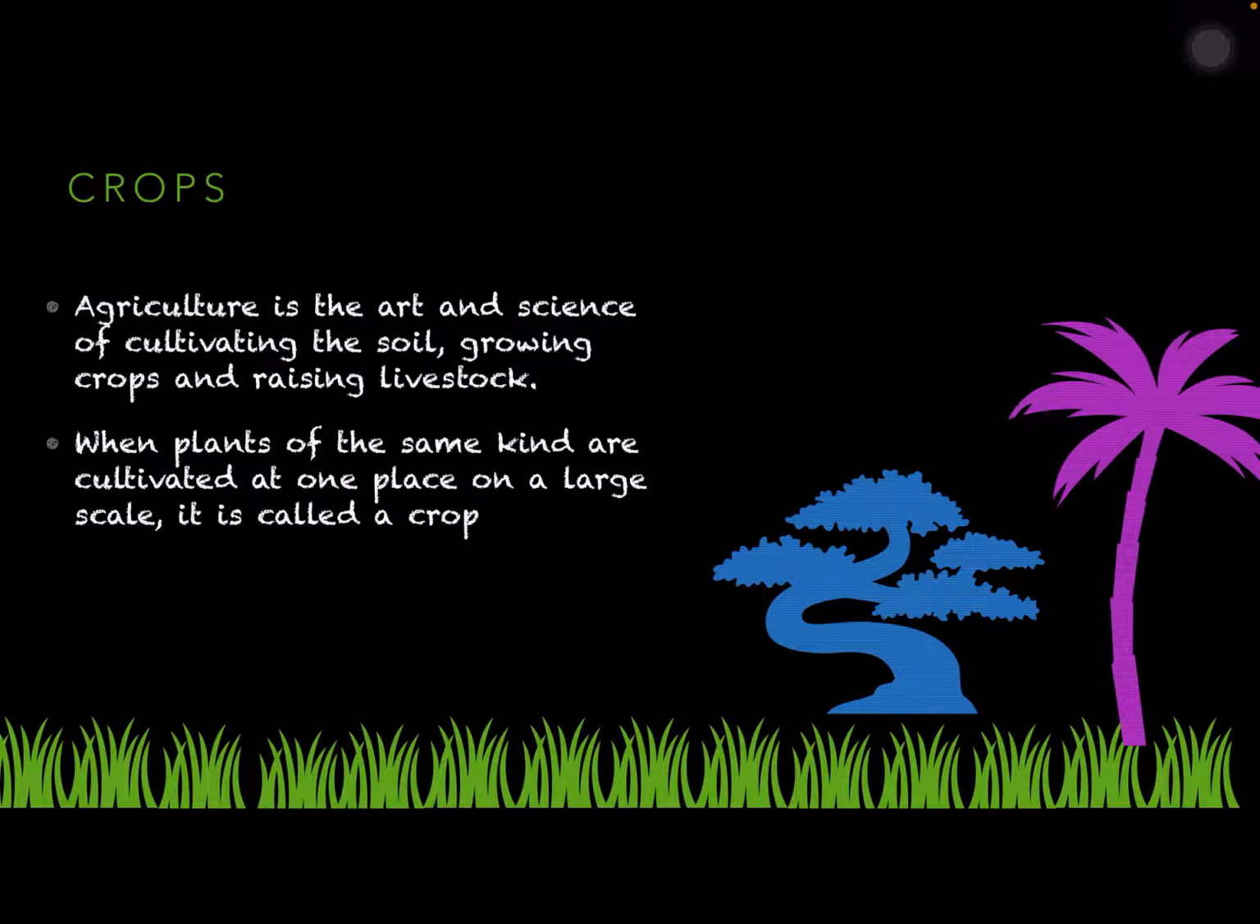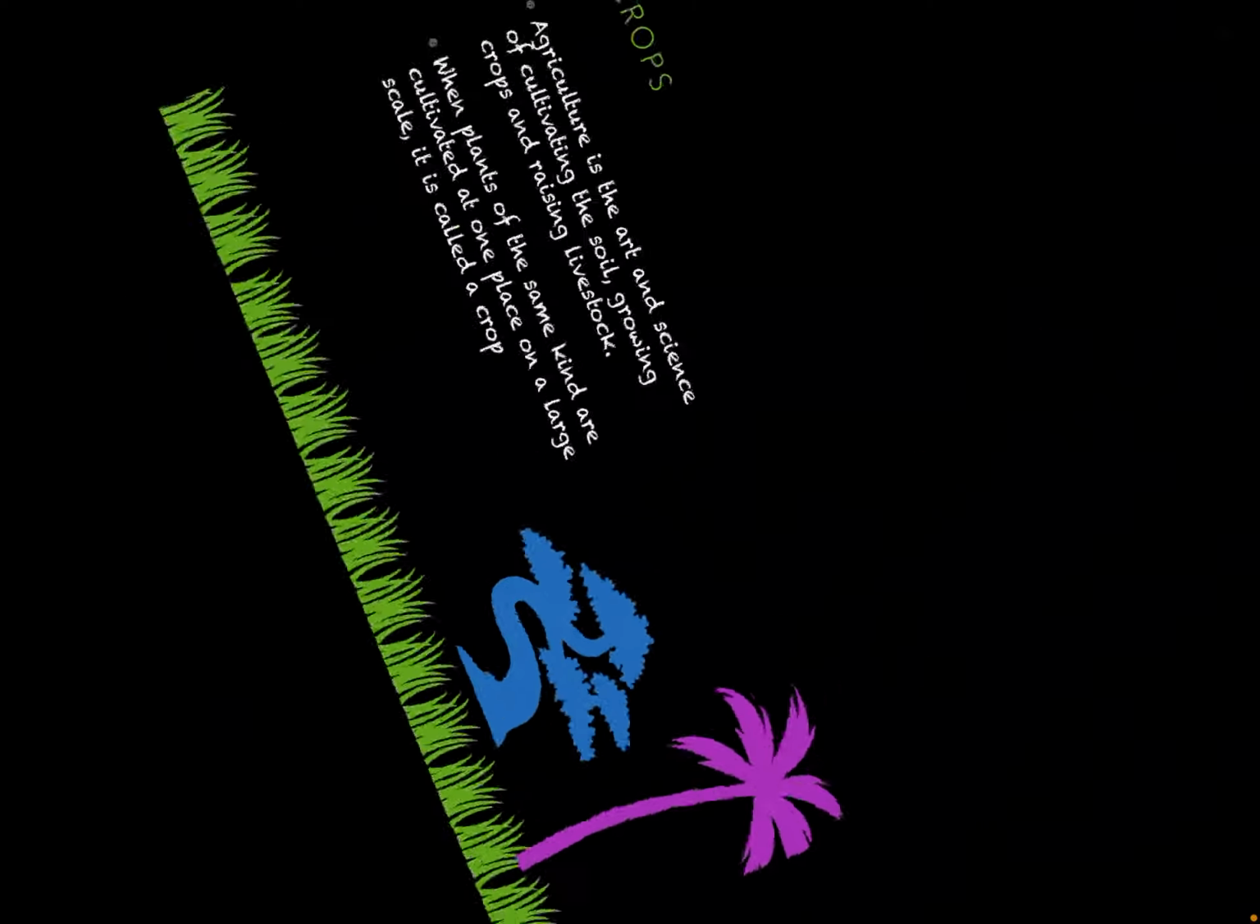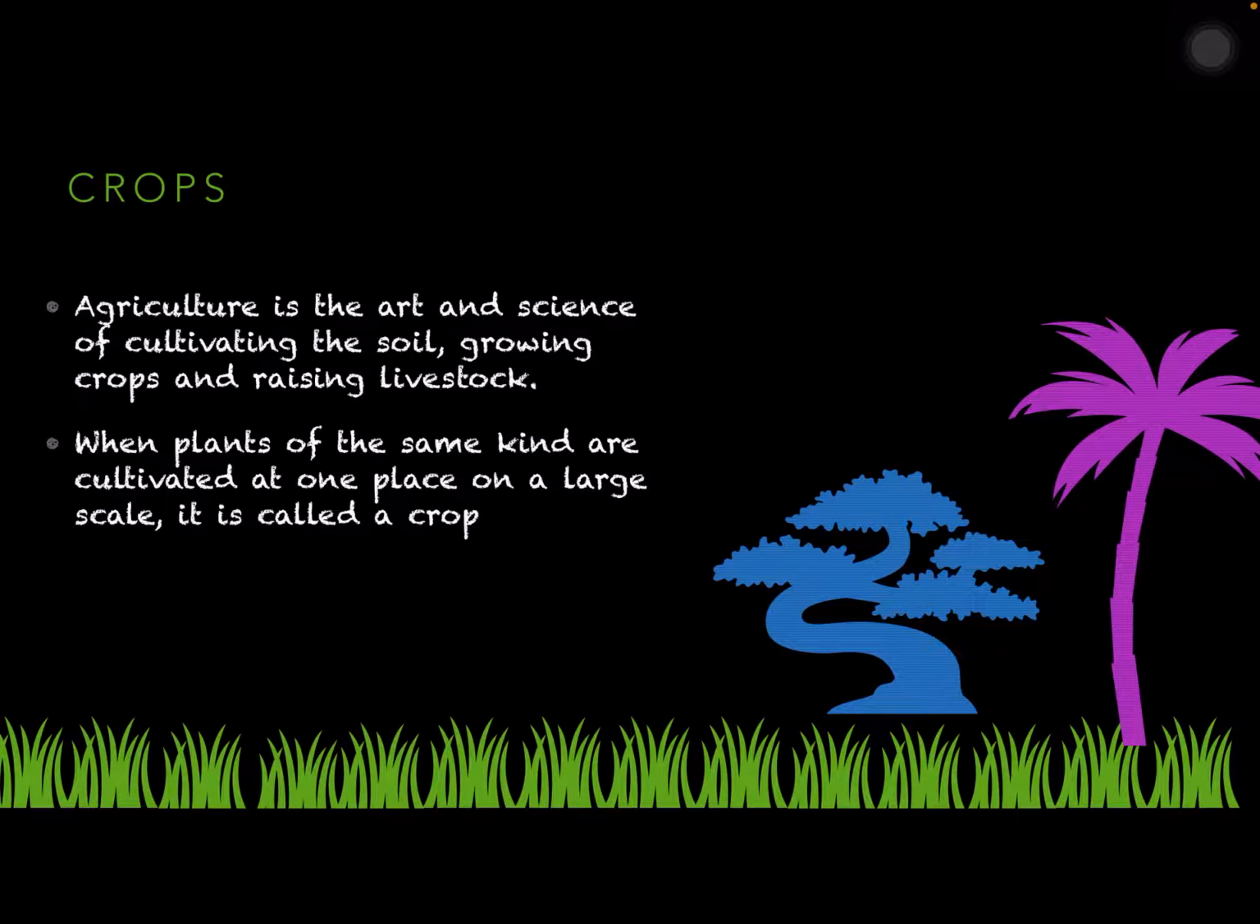Now assume you are growing a mango tree, for example, in your backyard or in your small garden. That cannot be considered as a crop. Why? You know the reason.